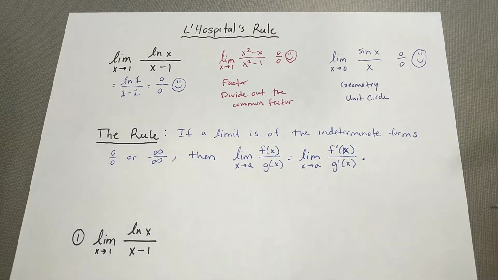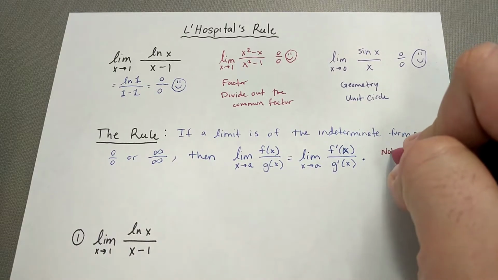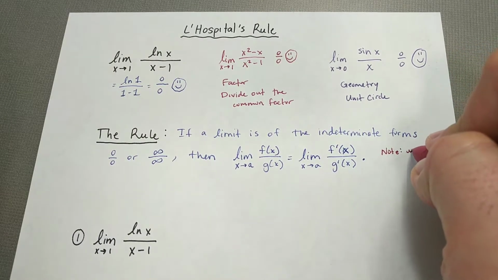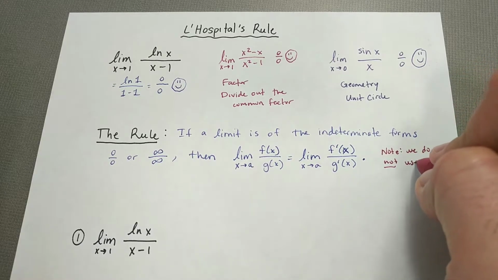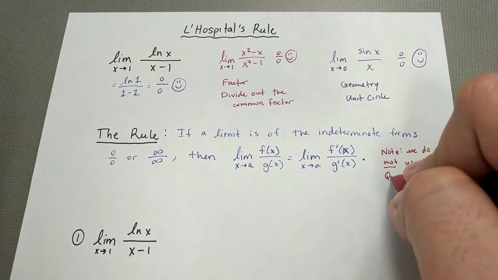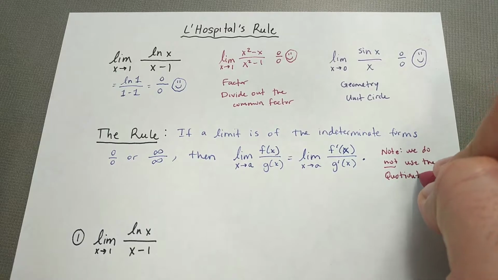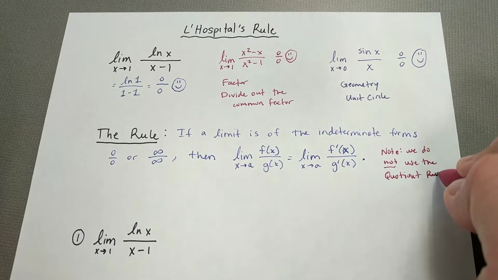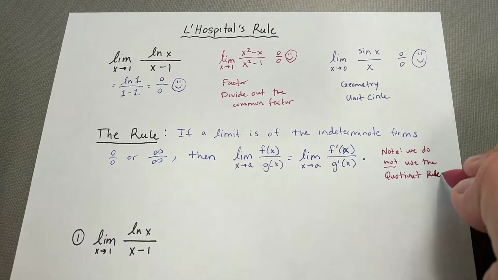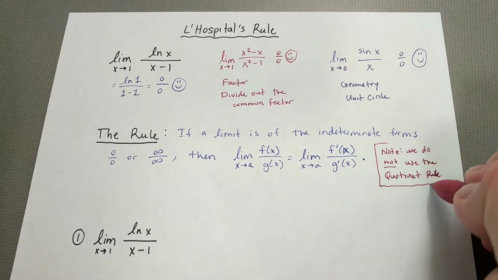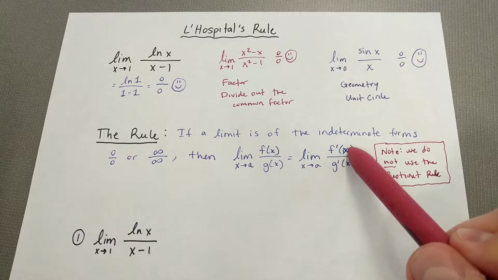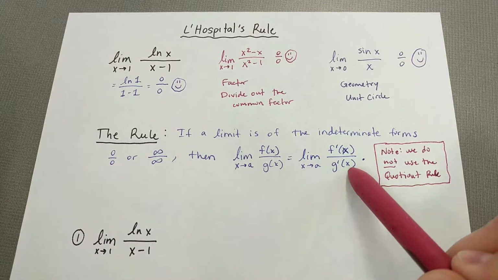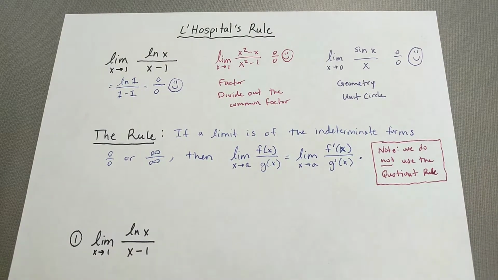Note, we do not use the quotient rule. So even though it's written as a quotient, we are not actually using the quotient rule here. We are literally just taking the derivative of the top and the derivative of the bottom and reevaluating it that way.